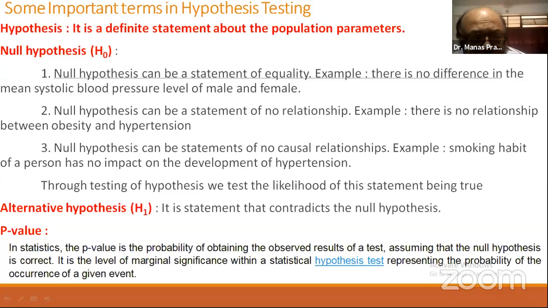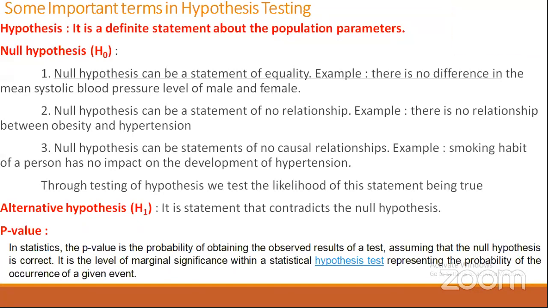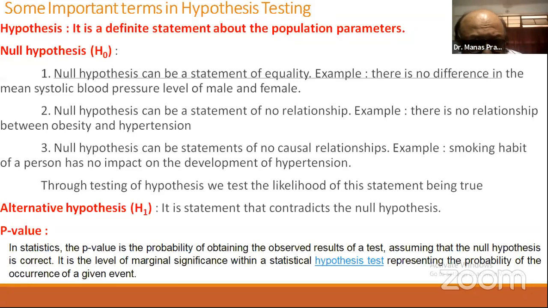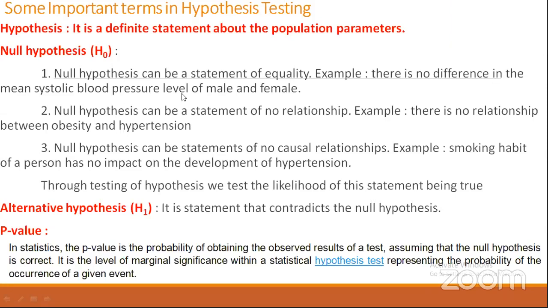We have to assume some hypothesis while testing hypothesis, called the null hypothesis. I think Hazarika sir already told you about the null hypothesis and alternative hypothesis. Before conducting any statistical test, we have to consider a null hypothesis. Null means no difference. We consider that all the things we have to study are equal. You see here the first example: there is no difference in the mean systolic blood pressure level of male and female.